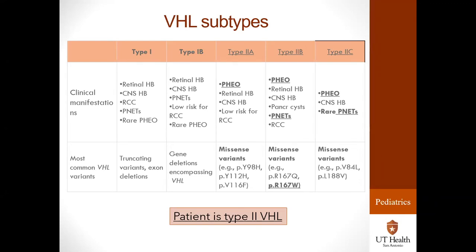This contrasts with type 2 disease, in which the mutations tend to be missense, with different locations and different distributions, in which pheochromocytoma is the main phenotype, but can be associated with either hemangioblastomas, predominantly in the type 2A, or renal cell carcinoma in the type 2B, and pheo alone or with other rare incidences in type 2C. So we can see that this patient, based on the presence of pheochromocytoma, is a type 2 VHL.